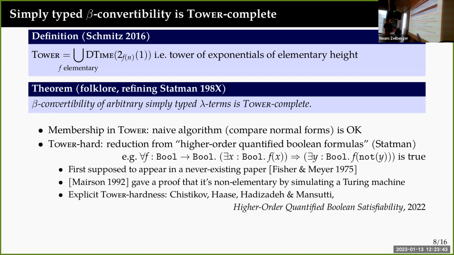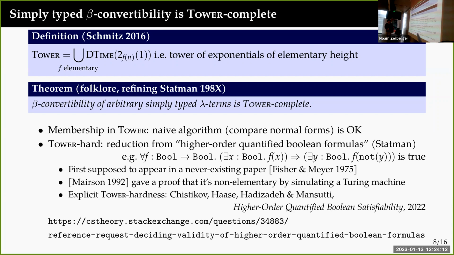And then Harry Mairson in the 90s gave a proper proof that it's non-elementary, simulating a Turing machine. Actually, implicitly, he shows the hardness if you know how to look at it. But anyway, if you want somewhere that you can cite with an explicit hardness claim, there's a paper in 2022, so last year, that studies restricted variants of this problem, which might be easier targets for reductions, for which they show completeness. Okay, so there is actually a question on the TCS Stack Exchange about this, which is nice because Noam was the one who asked the question and I answered it.